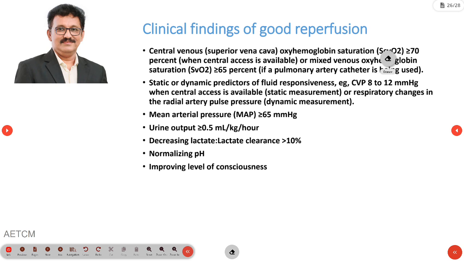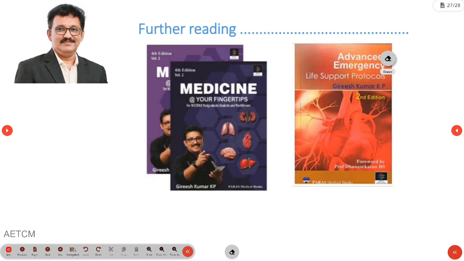Now, what are the parameters which give an idea about good perfusion? That is superior vena cava oxyhemoglobin saturation, which should be more than 70%. Then other things like CVP should be 8 to 12 centimeter of water, mean arterial pressure more than 65 millimeter of mercury, urine output more than 0.5 ml per kg per hour, and lactate clearance more than 10%. We already discussed. pH normalization is very important, and consciousness, GCS should improve. So, these are the parameters which will tell you whether the patient has improved or not.